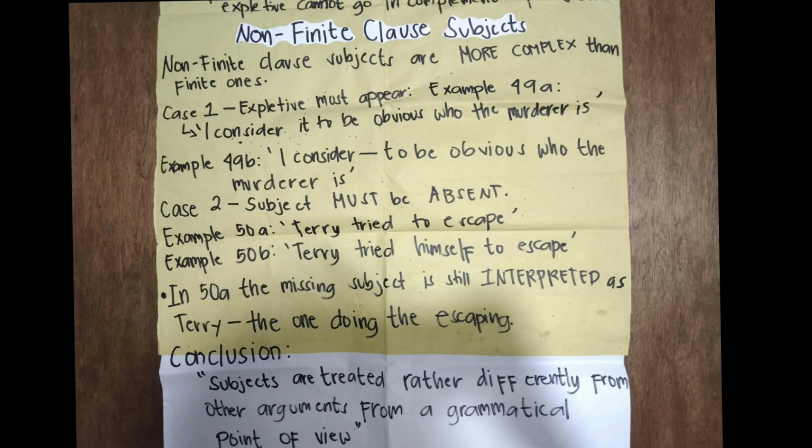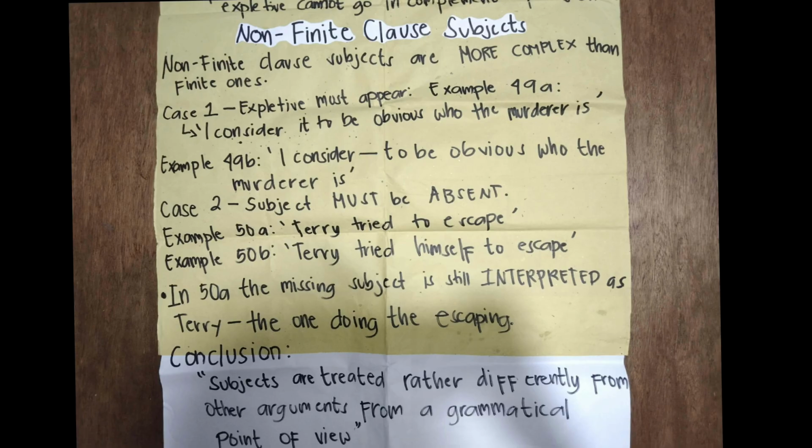In the first case, example 49, the situation is just like a finite clause. The expletive subject must be present. If you remove it, the sentence becomes ungrammatical. In the second case, example 50, the subject must be completely absent. Terry tried to escape is correct, but Terry tried himself to escape is wrong.